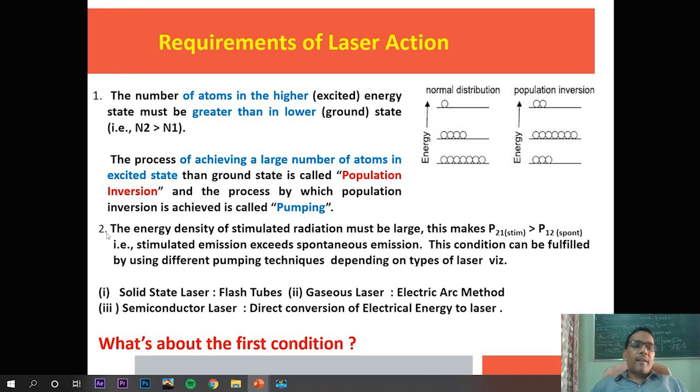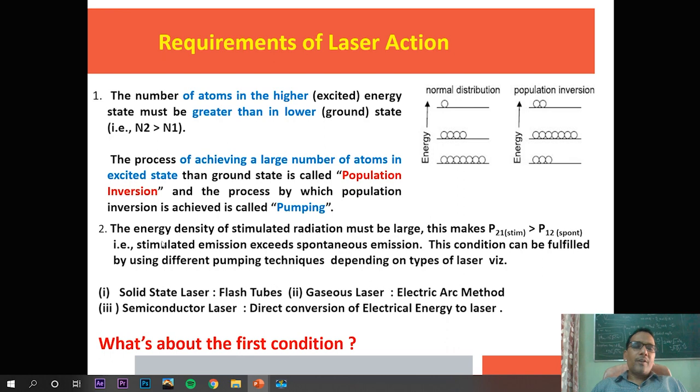And the second condition is that the energy density of stimulated radiation must be large, and this means P21, that is stimulated transition, is much greater than P12. So the stimulated emission exceeds the spontaneous emission, and this is only possible when we give extra energy, high energy values, to the atoms of the different energy levels. So by fulfilling these two conditions, we can get laser.